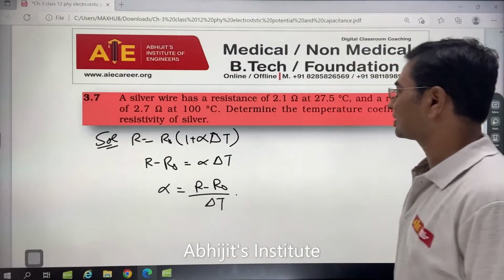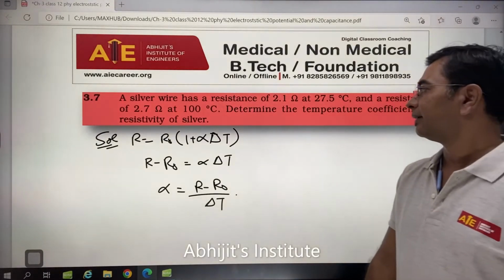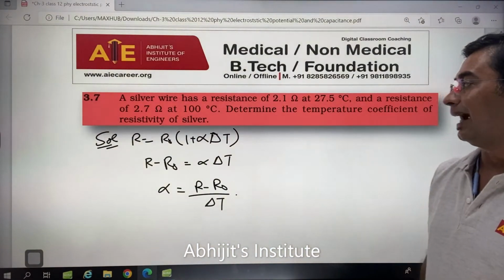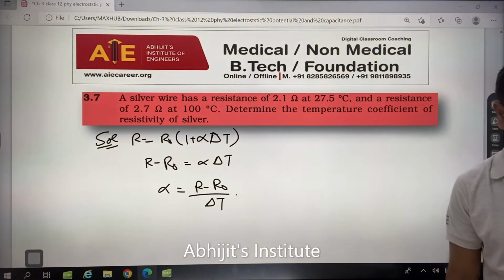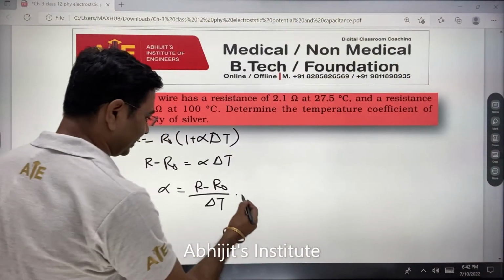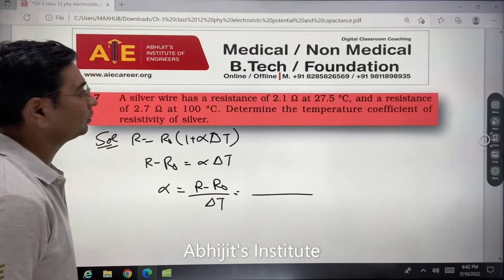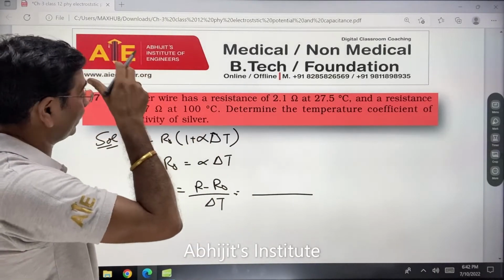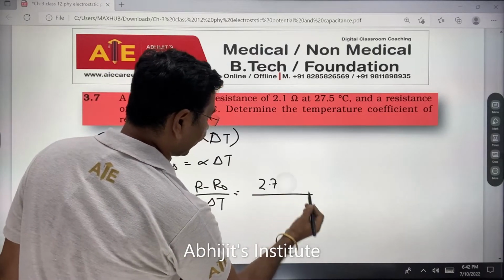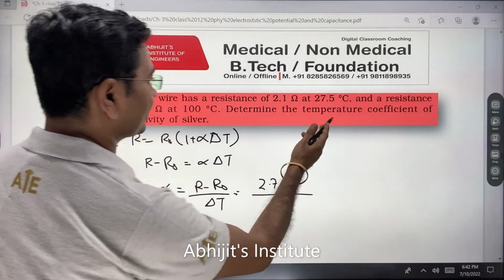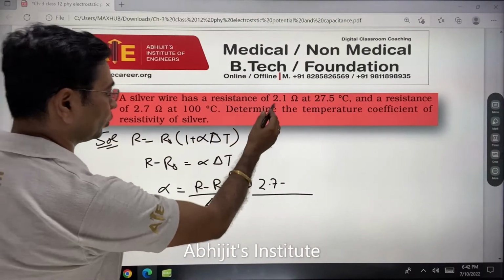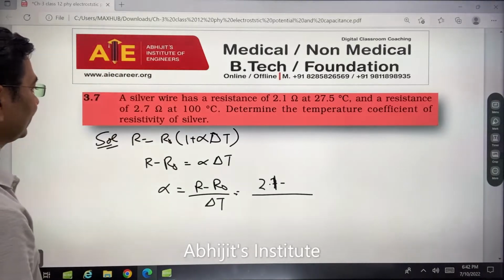All the data is given to you, what happens at how many degrees. A silver wire has a resistance of 2.1 ohms at 27.5 degrees and a resistance of 2.7 ohms at 100 degrees. Determine temperature coefficient of the silver. Please try this. Everything is given here, so there is no difficulty. Just put in the data, and alpha cannot be negative, so we have to take the bigger value. So the resistance value is 2.7 minus 2.1, and the resistance is 2.7.